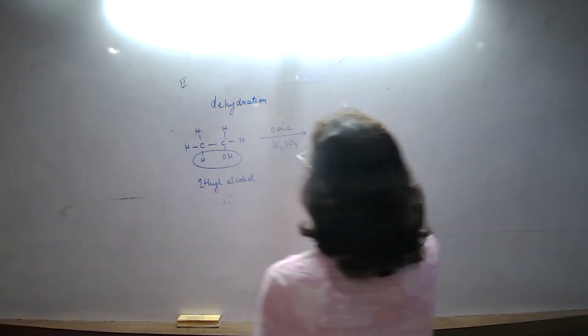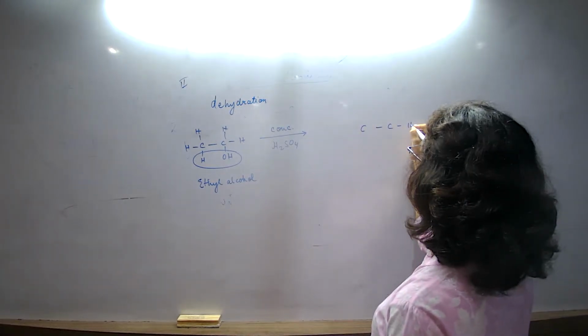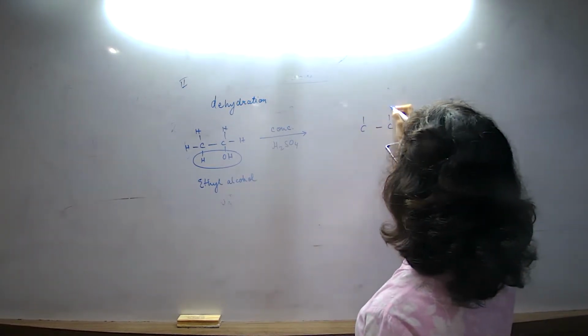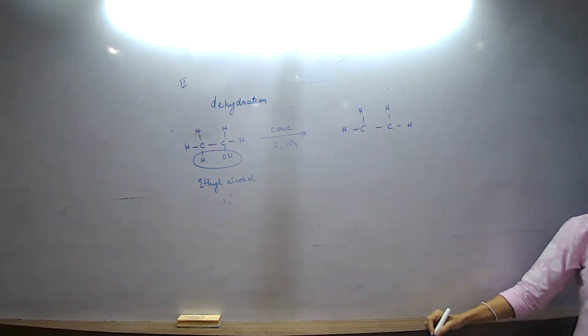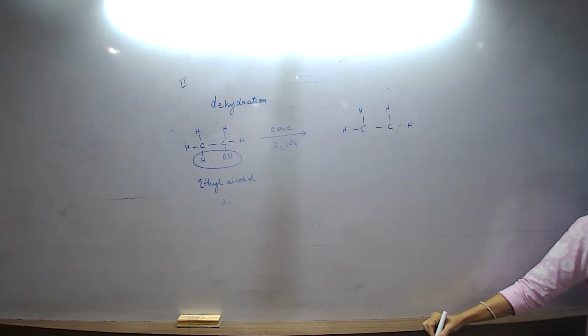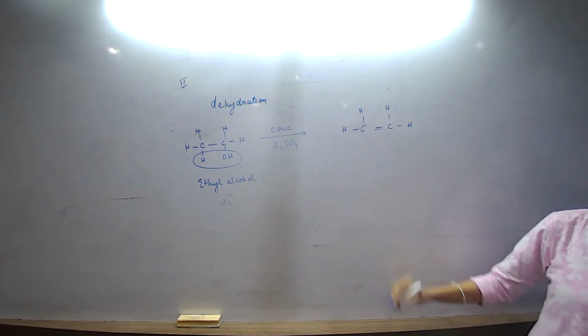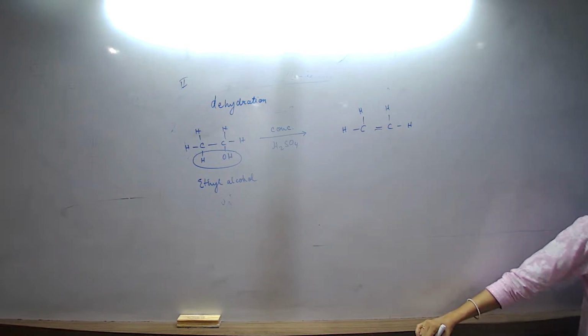Okay, so let's write down what is left over. If water has been removed, this is what is left over. But is this formula correct? No, ma'am. Why? Carbon should have 4 bonds. So a single bond will change into a double bond. Did you see that? So this is one of the methods which we use in the industry for changing a single bond into a double bond. Have you seen that?